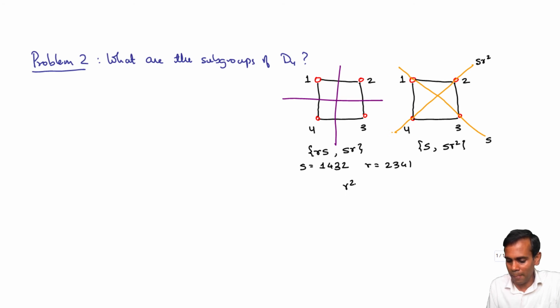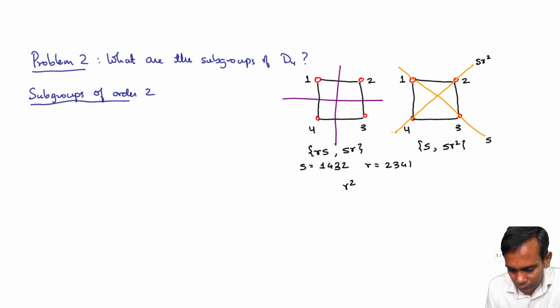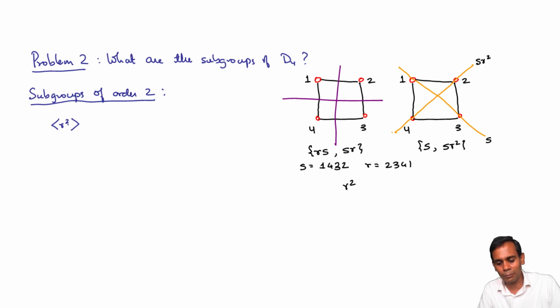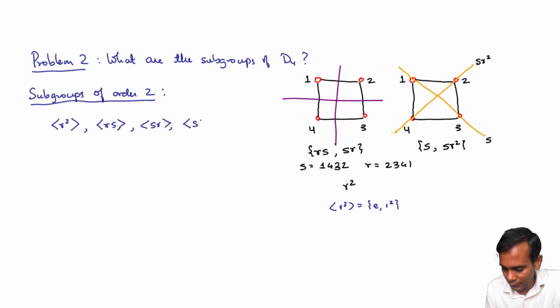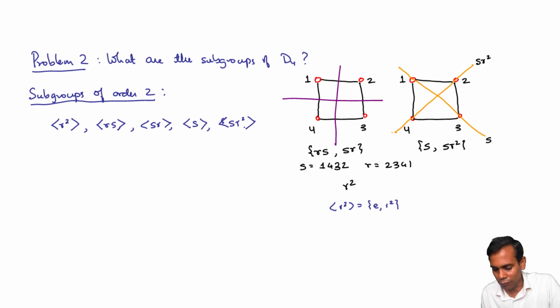and there's another element of order 2. R squared also has order 2. So the subgroups of order 2 in the dihedral group are the subgroups consisting of one of these 5 elements and the identity. I'll use the angular bracket notation. What this means is that this is the smallest subgroup that contains the element R squared. So this angular brackets R squared is the subgroup which contains the identity element and R squared. Similarly, we have the subgroup generated by RS, the subgroup generated by SR, the subgroup generated by S, and the subgroup generated by SR squared. These are the 5 subgroups of order 2.